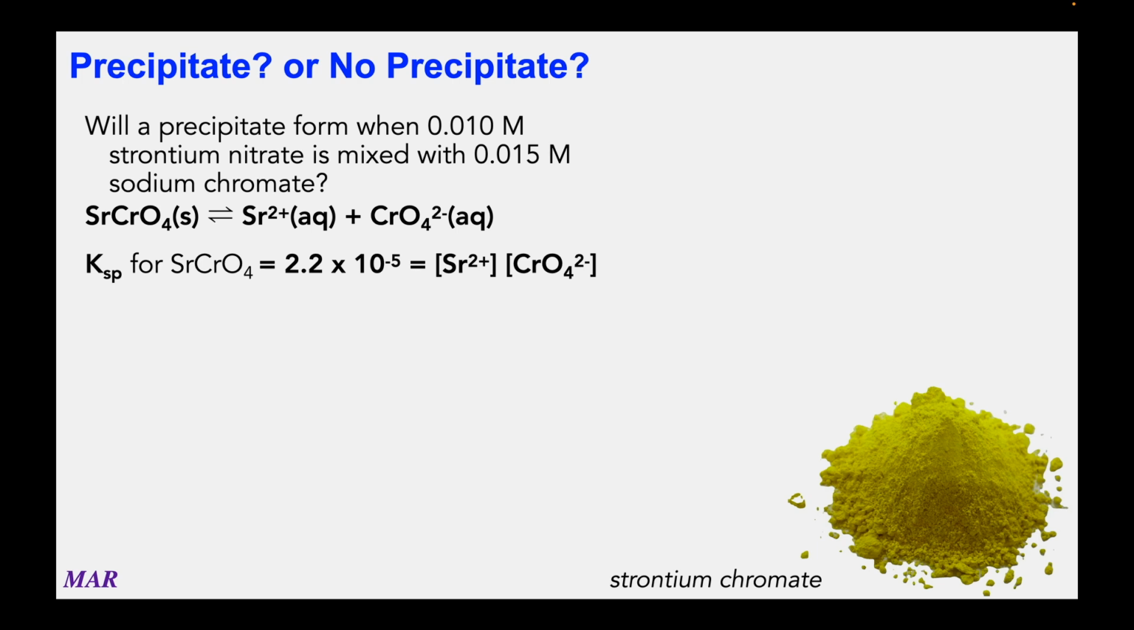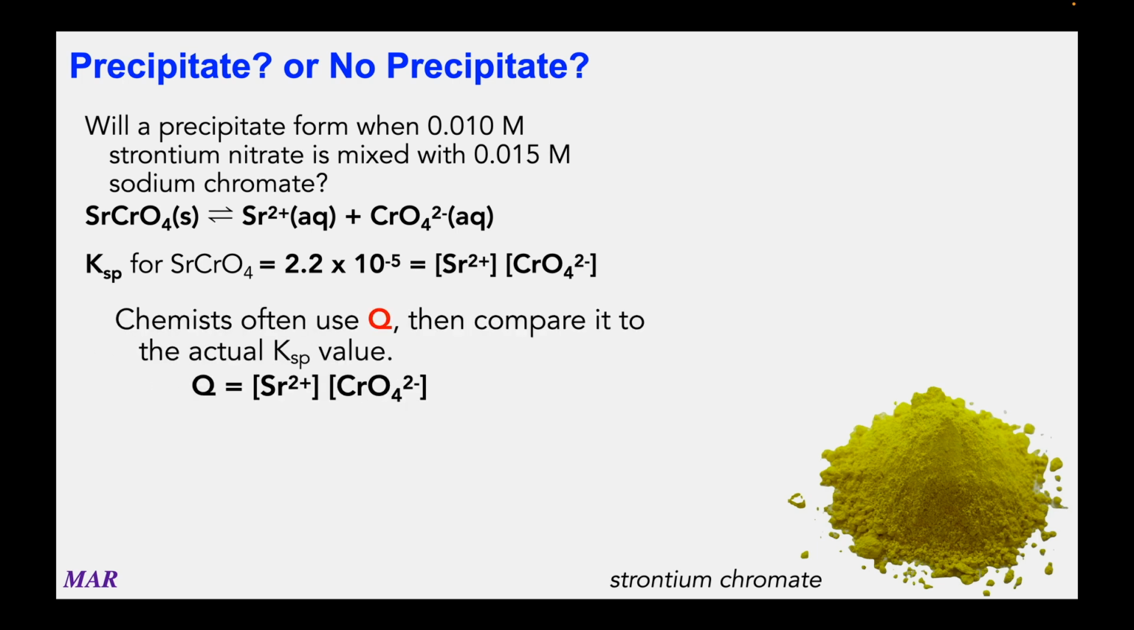In this case, it's strontium chromate, SrCrO4, and the KSP is 2.2 times 10 to the minus 5, not real big. That equals the strontium ion concentration times the chromate ion concentration. There's a couple different ways to figure these out, but what I usually do is use a Q versus K comparison. My Q will look just like K. It'll be the strontium ion times the chromate, and I'll compare my Q to the KSP.